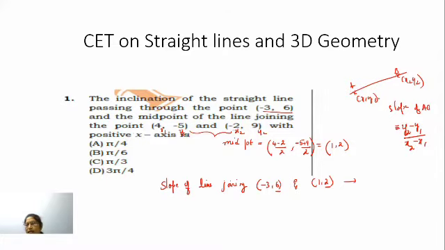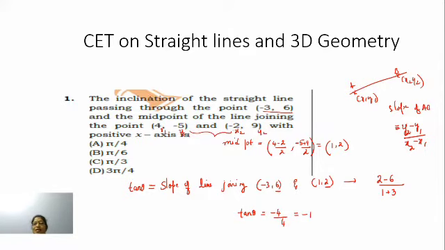Difference of ordinates, that is the y coordinate, and abscissa, that is the x coordinate. Remember it like that. So here we have to find the slope. What is slope? You define slope as tan theta, tangent of the angle of inclination. So it is (2 minus 6) divided by (1 minus of minus 3, which is plus 3). So tan theta is equal to minus 4 by 4, which is minus 1.